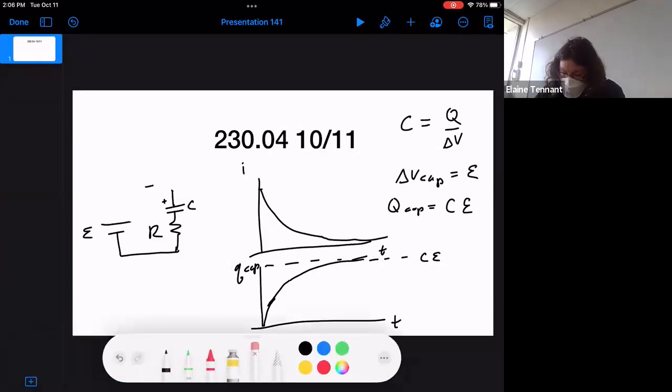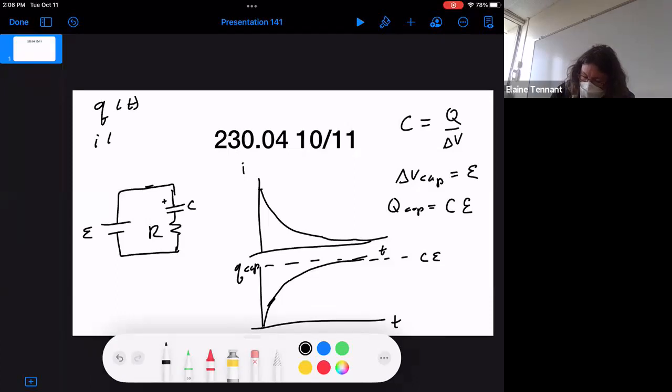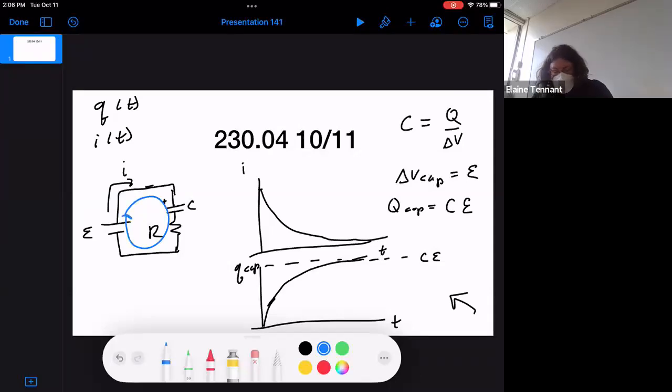Then I hopefully said something like, we want to find an equation for charge with respect to time and current with respect to time that matches these graphs over here. To do that, we will write down a Kirchhoff loop for this circuit. So I close this circuit, our current starts going around that way. We go around this loop like that, and we'll start right there.